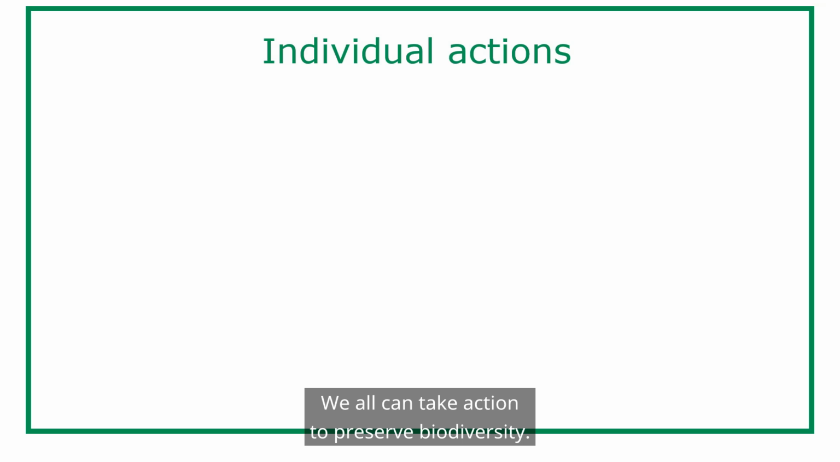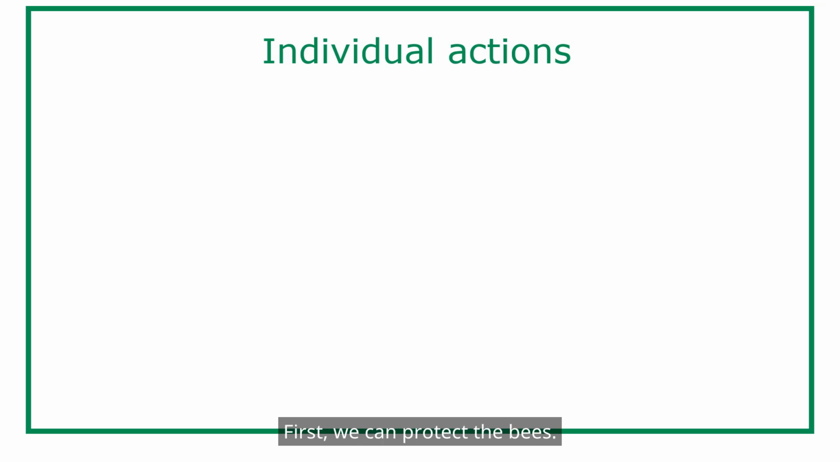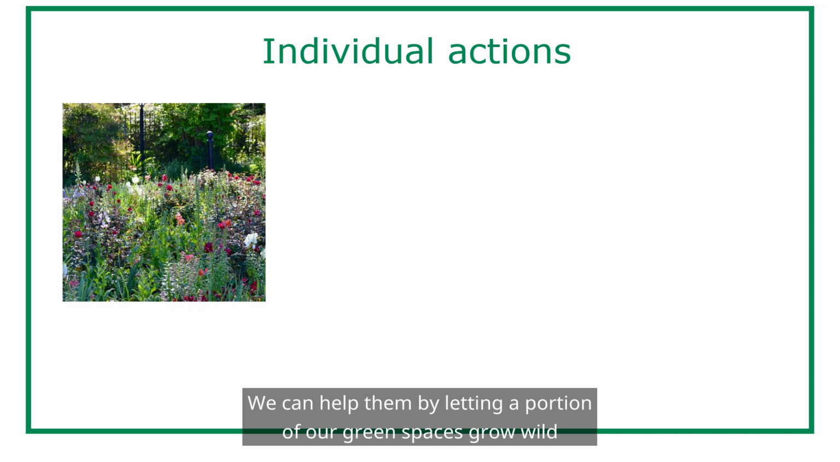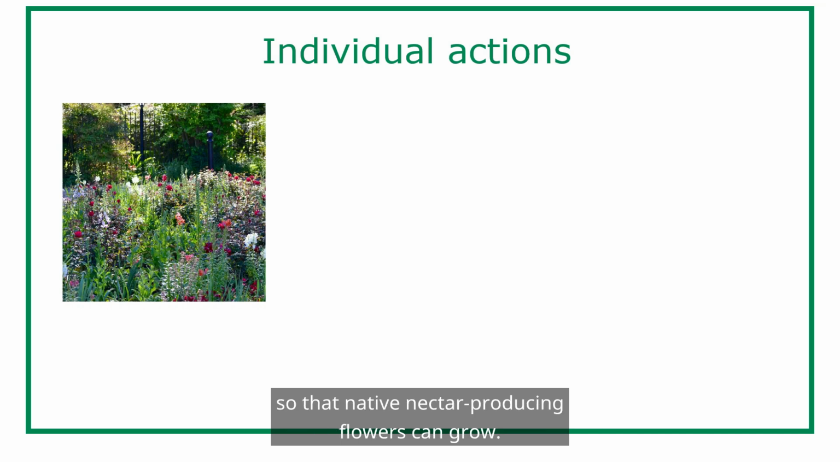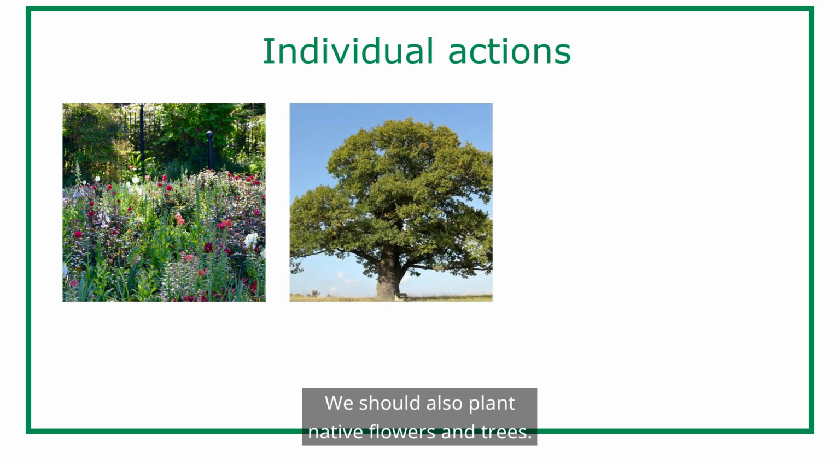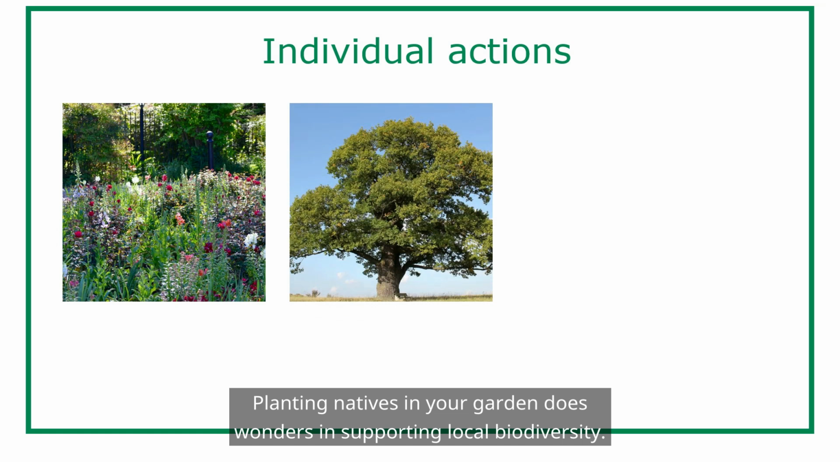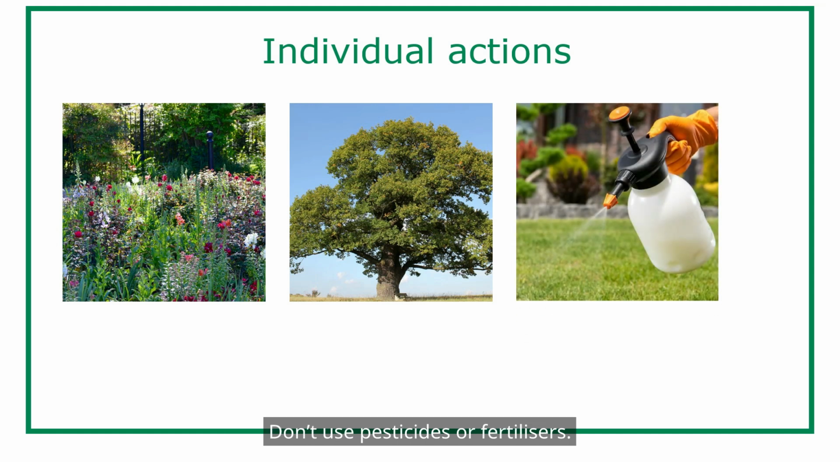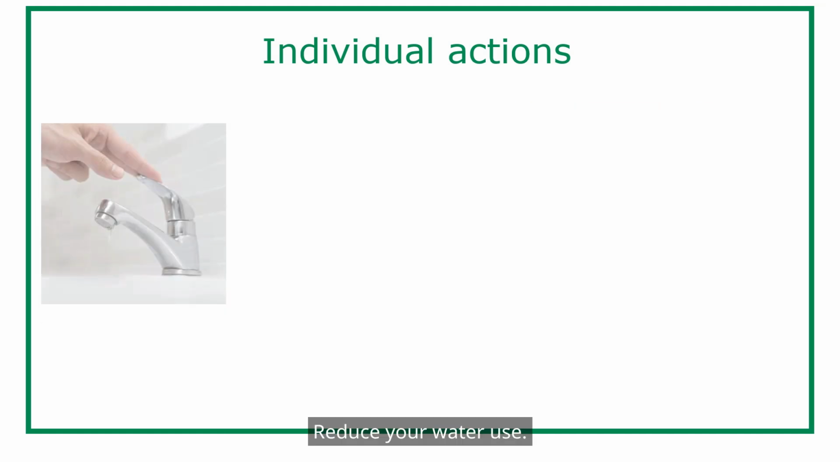We all can take action to preserve biodiversity. First, we can protect the bees. We can help them by letting a portion of our green spaces grow wild, so that native nectar-producing flowers can grow. We should also plant native flowers and trees. Planting natives in your garden does wonders in supporting local biodiversity. Don't use pesticides or fertilizers. Reduce your water use.